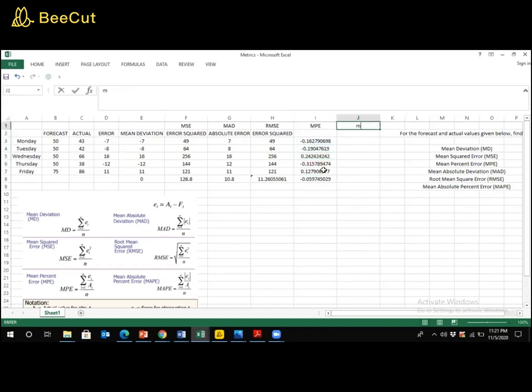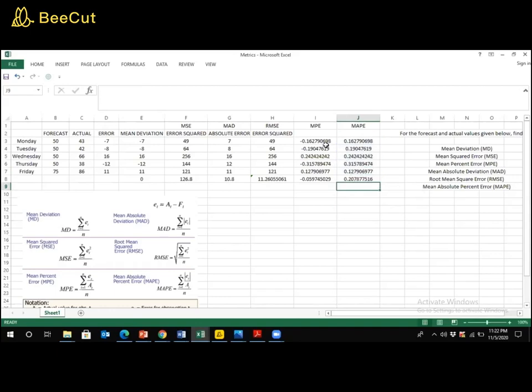And finally, I'm going to calculate the MAPE, also known as the mean absolute percent error. And here I'm going to take the summation of the absolute error divided by the actual demand, and I'm going to divide that by n. So what I'm going to do is say absolute error divided by actual. I'm going to click and drag, and I am going to take the average of that, like so.